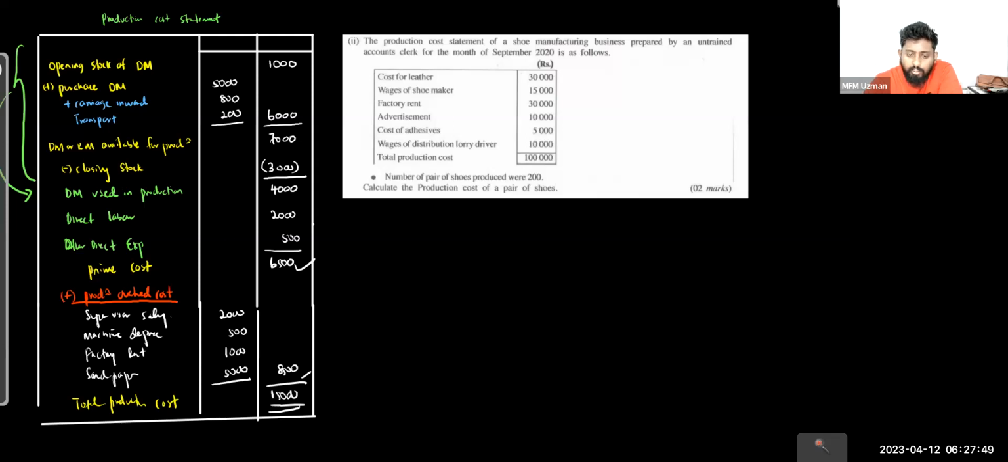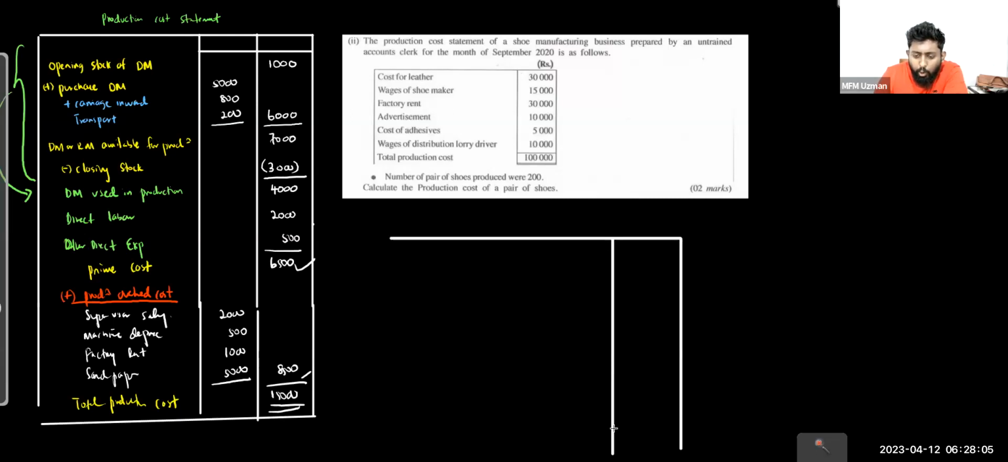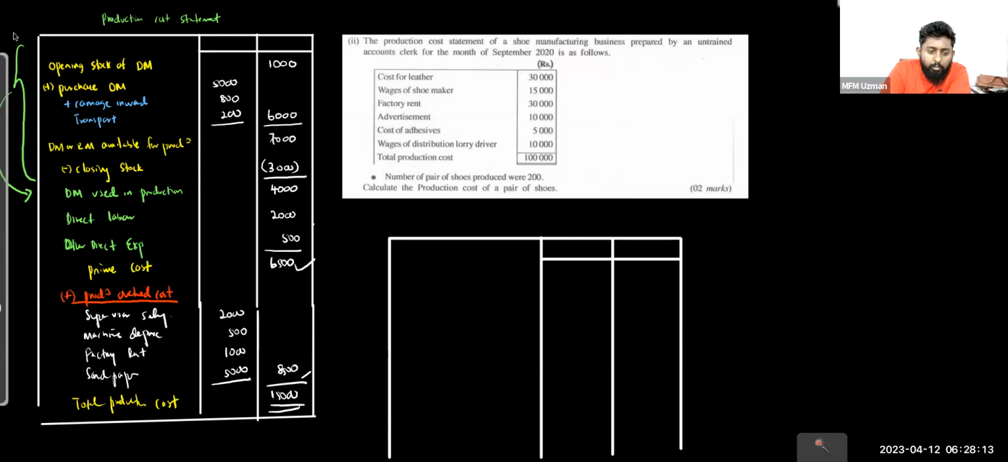Very simple, guys. Yeah, you should be able to, very good. Direct material. So look, I am answering it like a student. You also do it with me. So let's draw a production cost statement here, a small one, only a small exercise. Do you want to find out the direct material used and all? No need. They haven't given anything about opening or purchase. They haven't mentioned it. So do you all agree with me? This is the 2020 O-level paper, right?